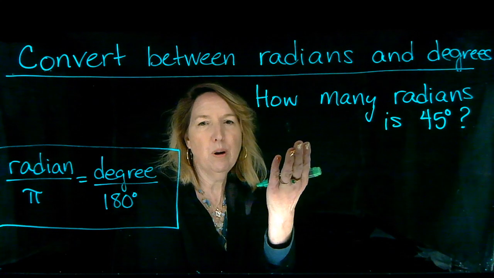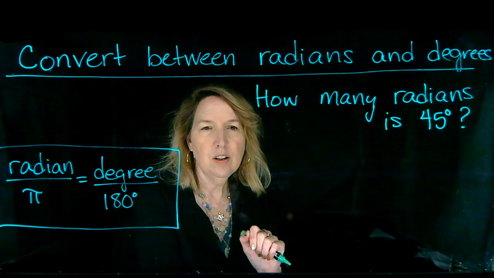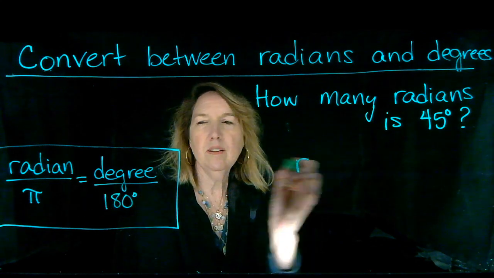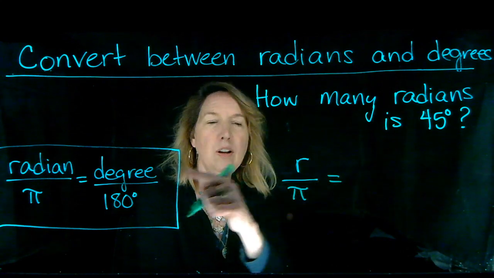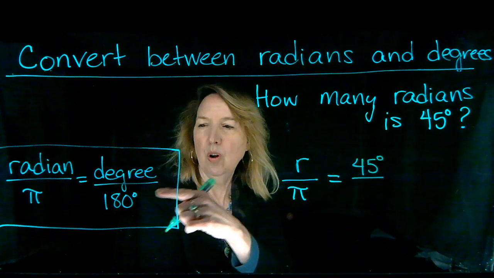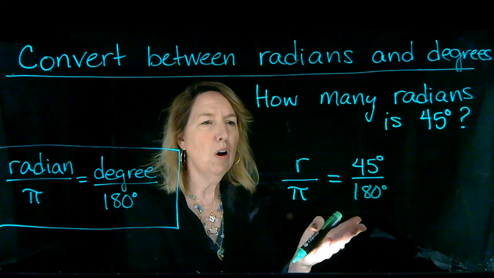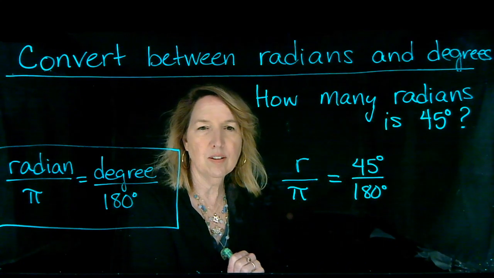So here's our first question. It says, how many radians is 45 degrees? So what you can do is you can use this. Radians is to pi as 45 degrees is to 180 degrees. If you solve this now using algebra, you'll have the answer of how many radians it is.